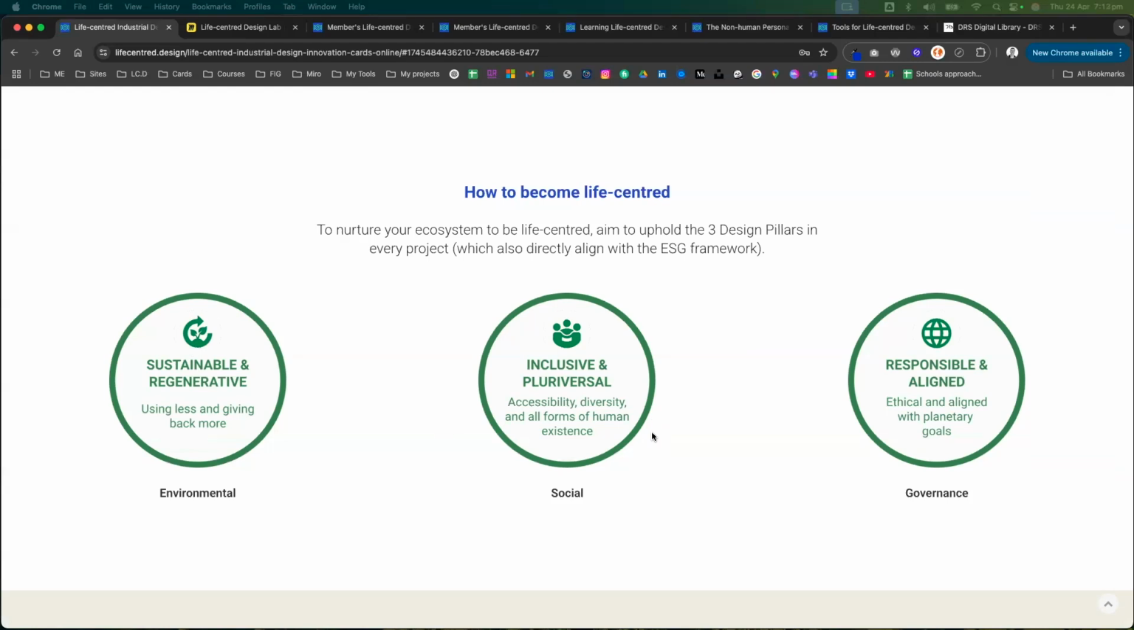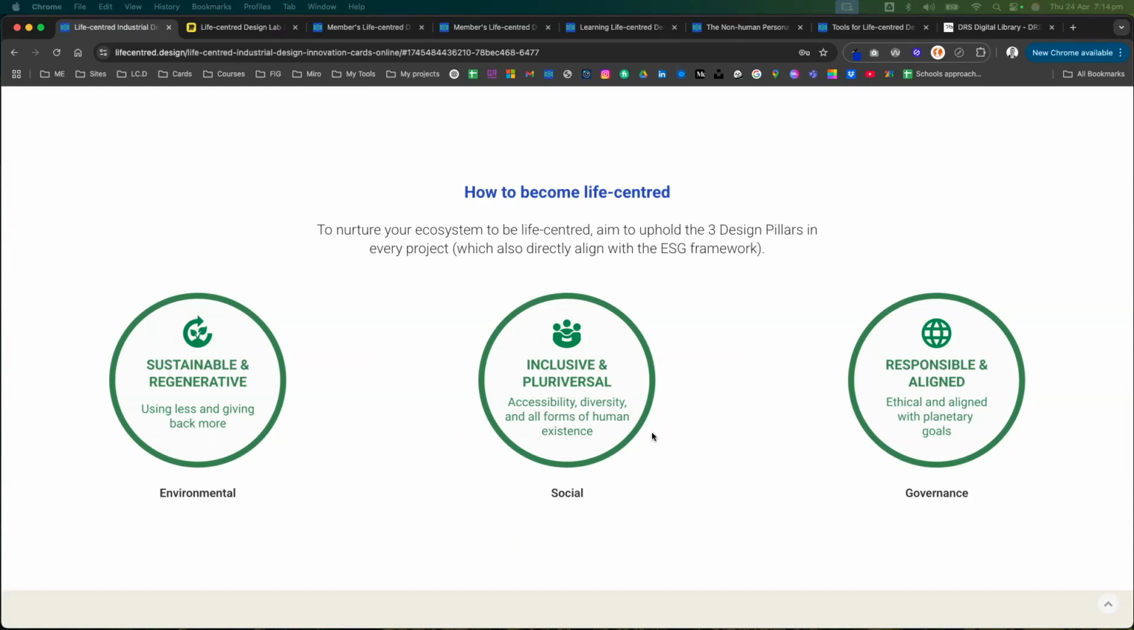So it's sustainable and regenerative. They're kind of dual pillars, each one of them. And that's a way of making us think in more systems. So for example, sustainable and regenerative, that's about designing sustainably. We're using sustainable materials and being circular, but we're also regenerative and we give back more.